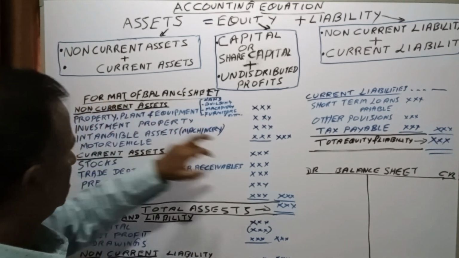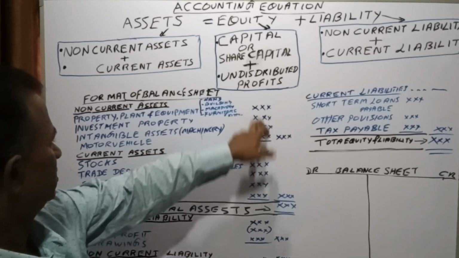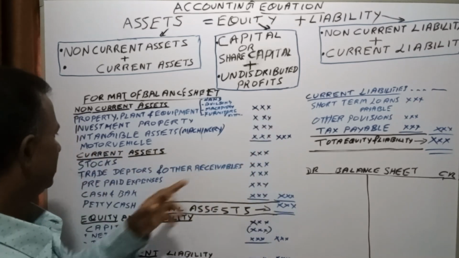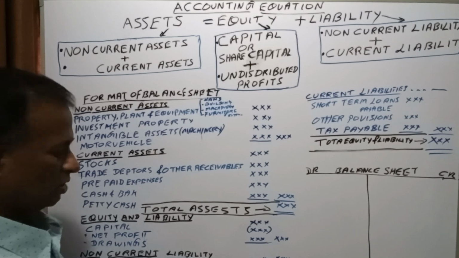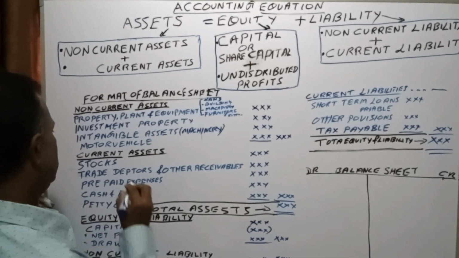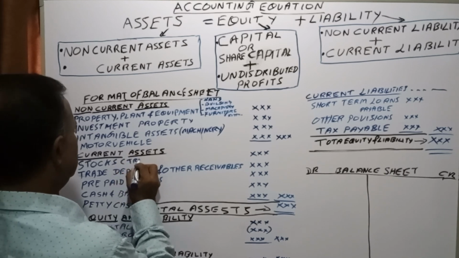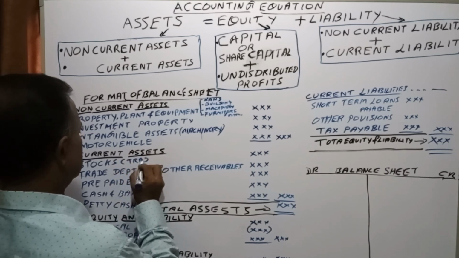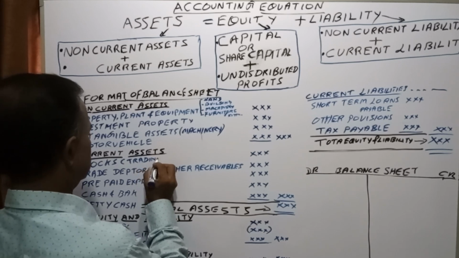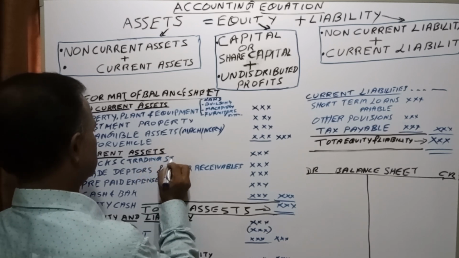So this is the total. Now the current assets: stocks. Stocks in the sense of trading stocks.